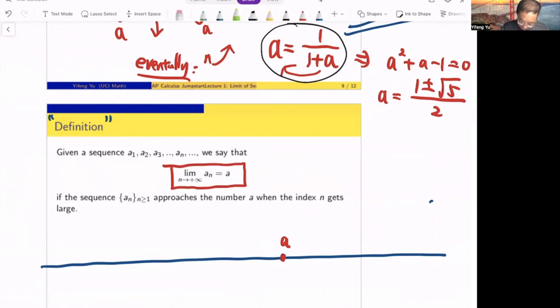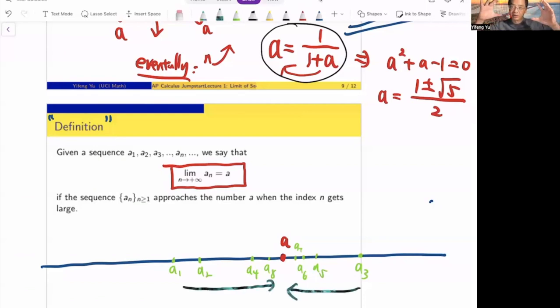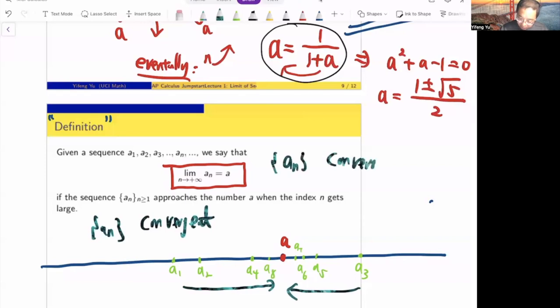For example, let's draw the picture. Let's say this would be number a1, this is number a2. Probably a3 could jump to here, doesn't matter. Then a4 is here, a5 is here, this is a6, this is a7, and this is a8. But regardless, the overall trend is that the sequence converges, approaching the number A. If that's the case, we say the sequence a_n is convergent, or that the sequence a_n converges to the number A. So this is the general way to say it.